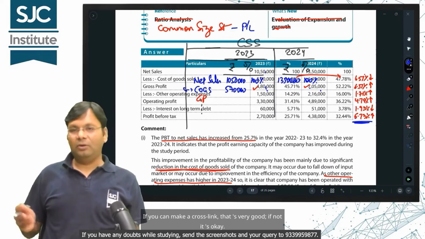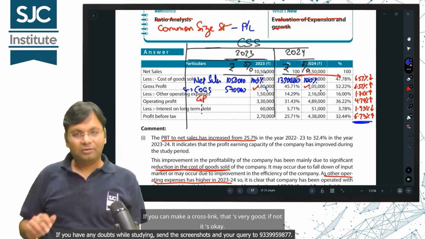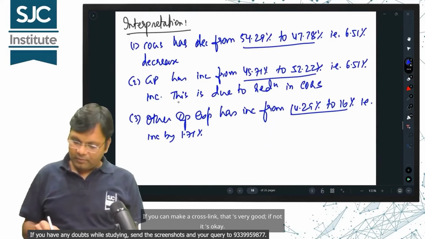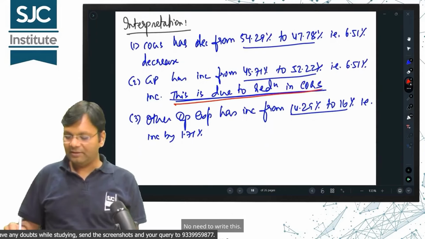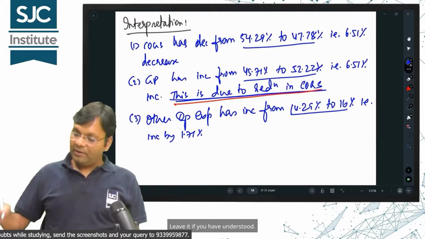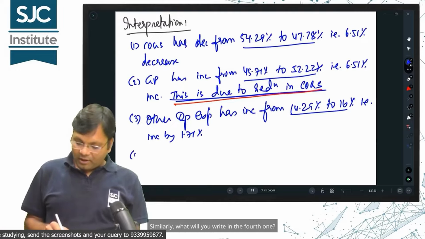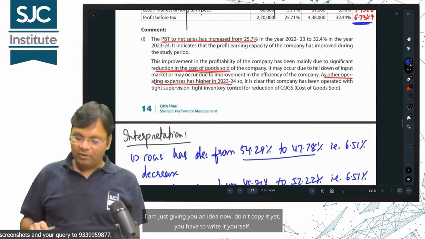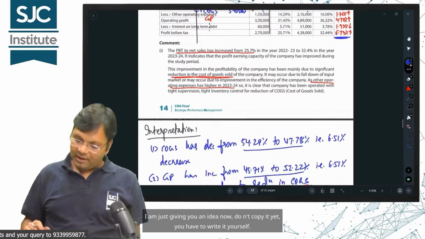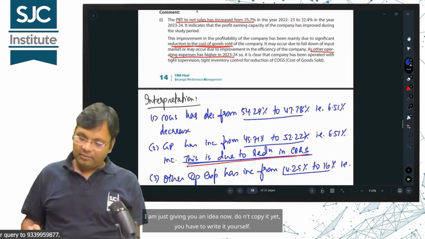If you can make a cross-link, that's very good. If not, it's okay. No need to write this. Leave it if you have understood. Similarly, what will you write in the fourth one? I am just giving you an idea now. Don't copy it yet. You have to write it yourself.